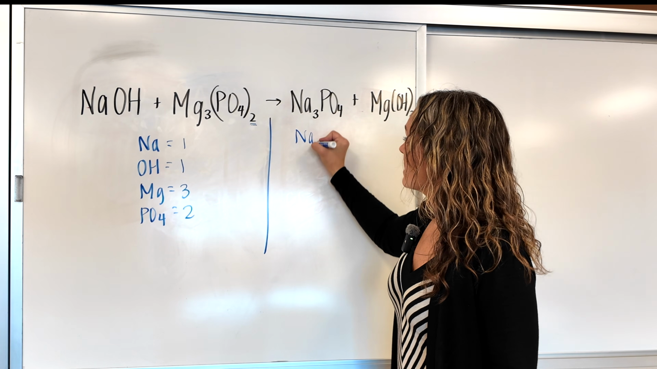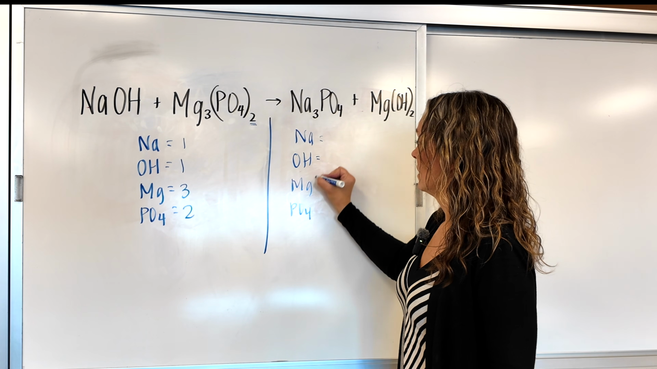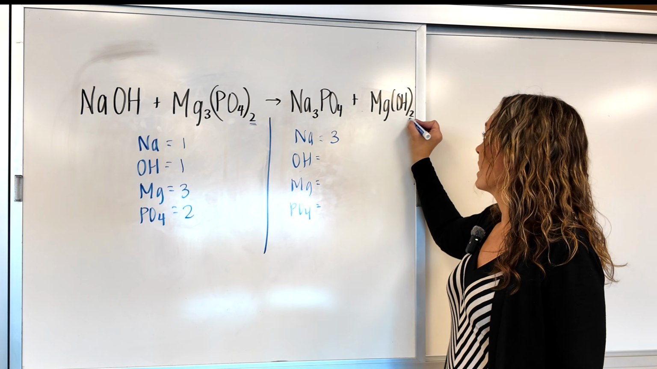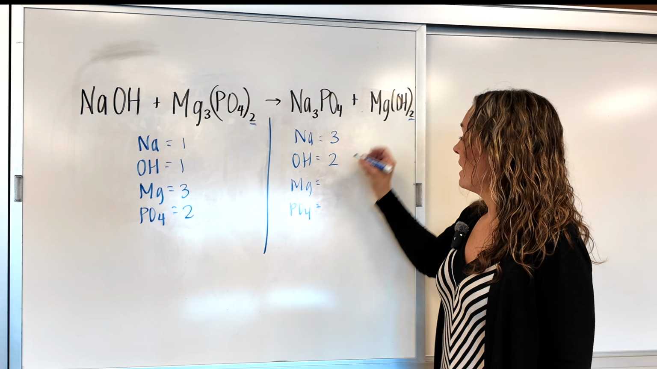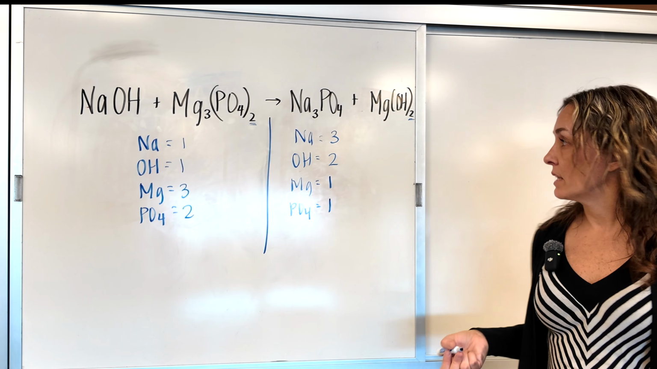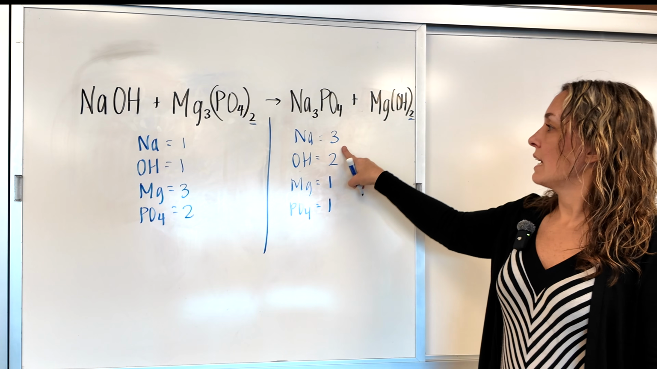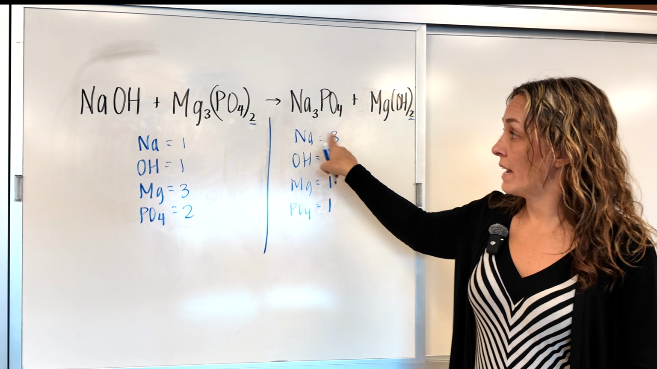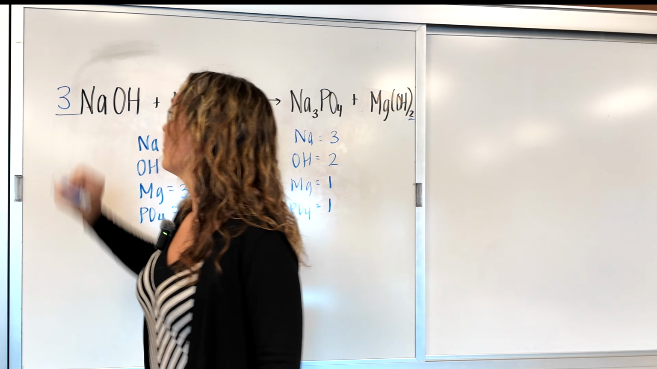When I go over to the other side, I have 3 sodiums, I have 2 hydroxides as indicated by the number outside the parentheses, I have 1 magnesium, and I have 1 phosphate. It does not matter where you start in this process, so I am going to randomly start with the Na, first one on the list. So if I have 3 Nas coming out of the reaction, 3 must have gone in. And the only way I can make 3 go in is by having a coefficient of 3.